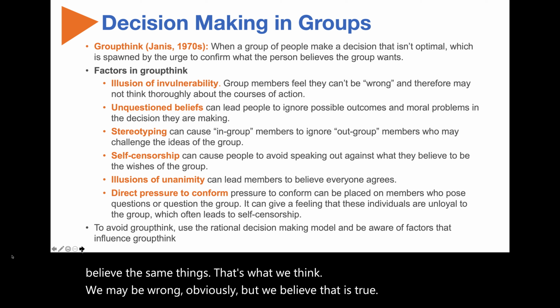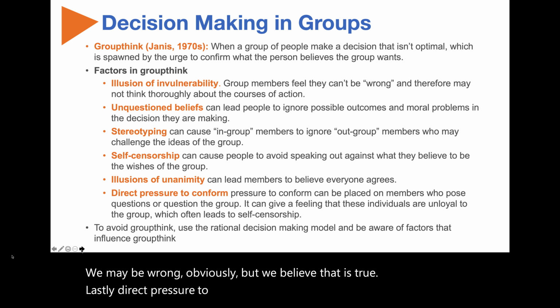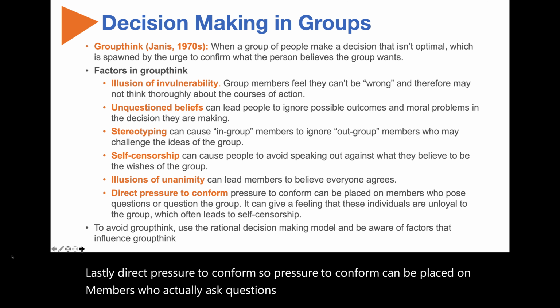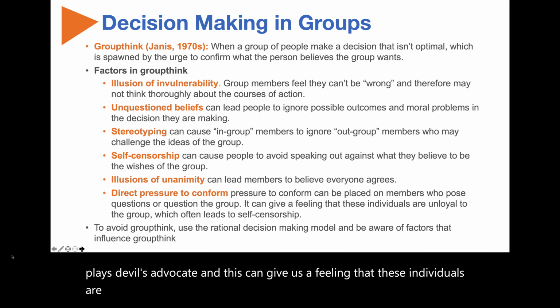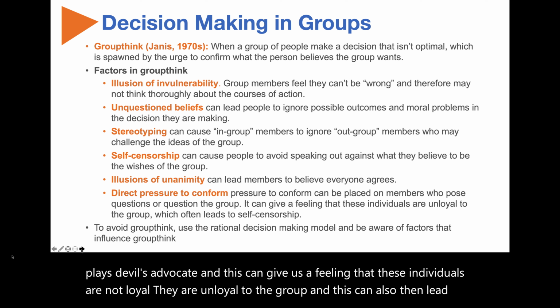Lastly, direct pressure to conform. Pressure to conform can be placed on members who actually ask questions, who question the group, who play devil's advocate. And this can give us a feeling that these individuals are not loyal to the group, and this can also then lead to self-censorship.